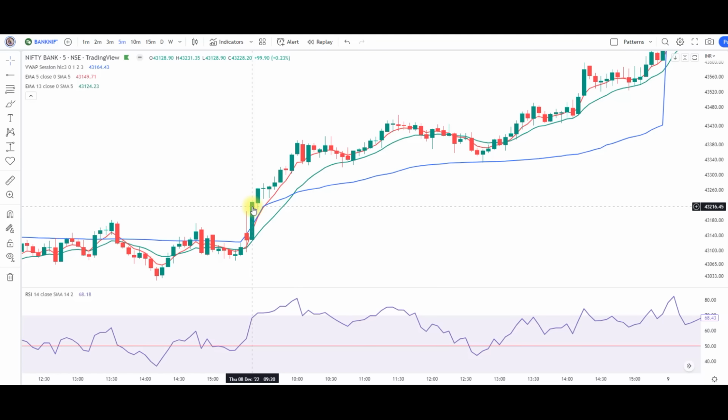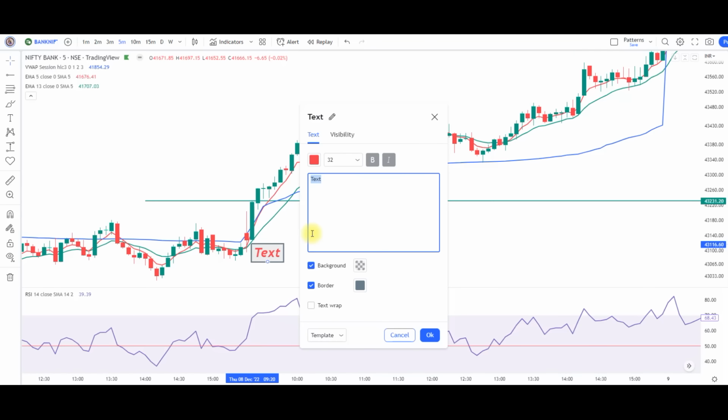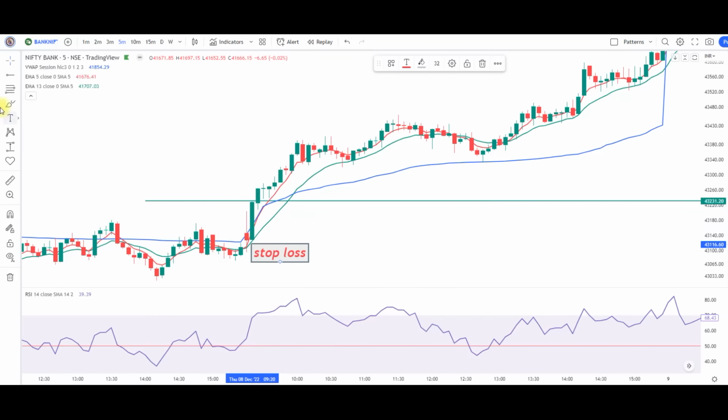Third condition, 5 and 13 EMA should give the crossover. So here we got the crossover. 5 and 13 EMA gave the crossover. So we can enter into the long trade above this green candle. So I'll put a horizontal ray here. You can ask me the stop loss. The stop loss is always the low of the green candle. So the stop loss is the low of this green candle, and the entry is above this green candle.